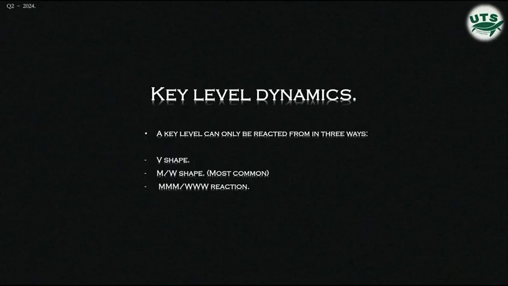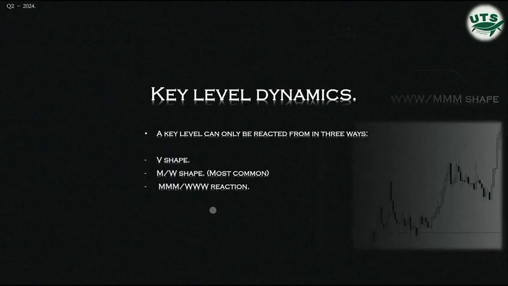Key level dynamics. A key level can only be reacted from in three ways: a V shape, an M or W shape, which is the most common and the one you look for.